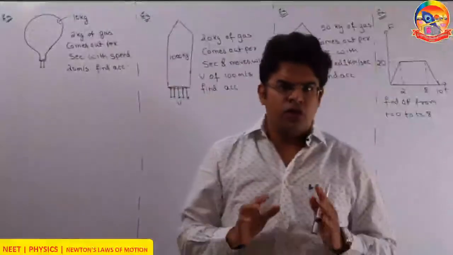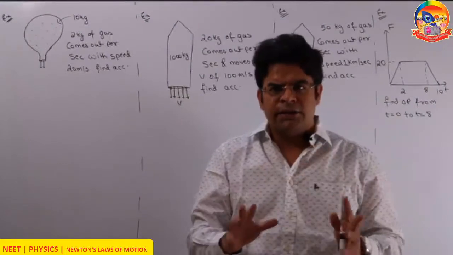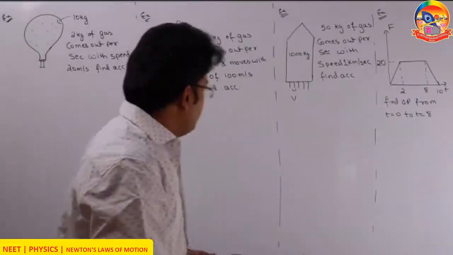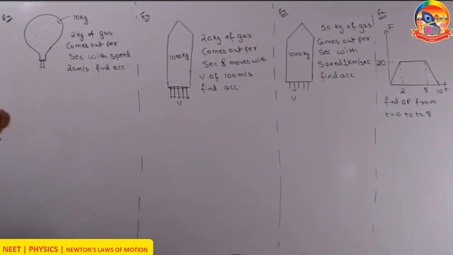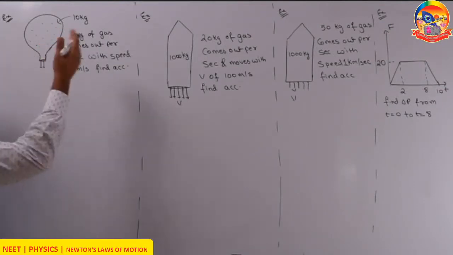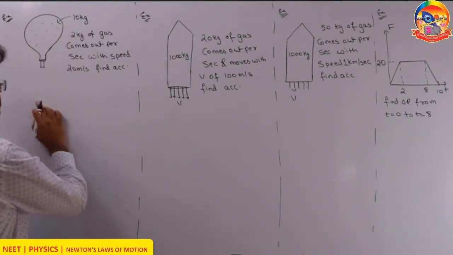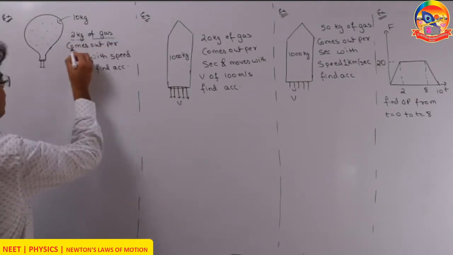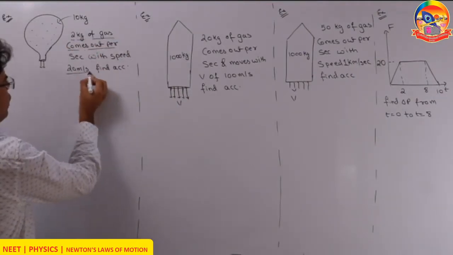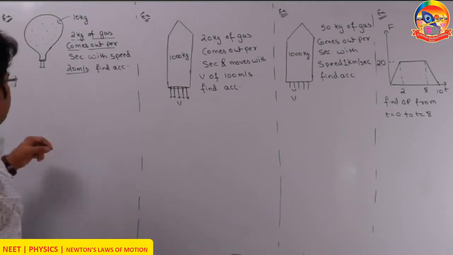We learned Newton's law through examples, so I will be taking many examples here. Let's get started. First example, there is a balloon in air. The balloon has got mass of 10 kg, in space, and 2 kg of gas comes out per second with a speed of 20 meter per second. Find the acceleration of the balloon.